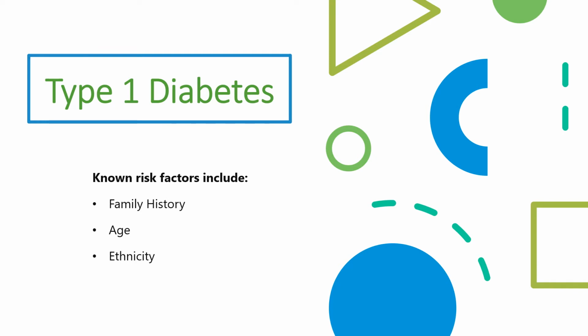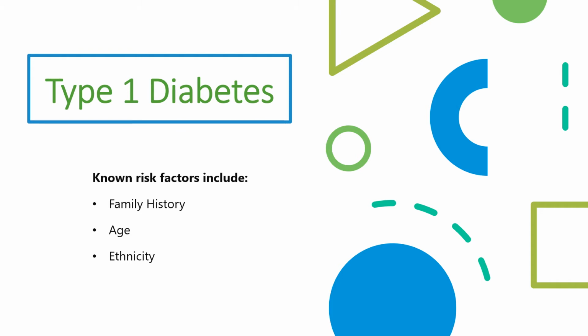Type 1 diabetes is thought to be caused by an immune reaction. The body loses its ability to produce insulin. Risk factors for type 1 diabetes are not as clear as other types. Known risk factors include family history. Having a parent, brother, or sister with type 1 diabetes increases your risk factor.